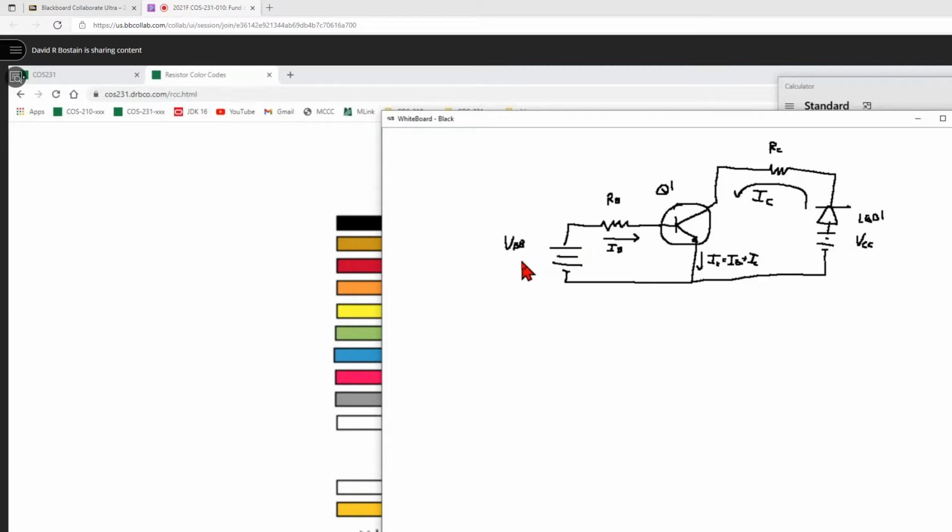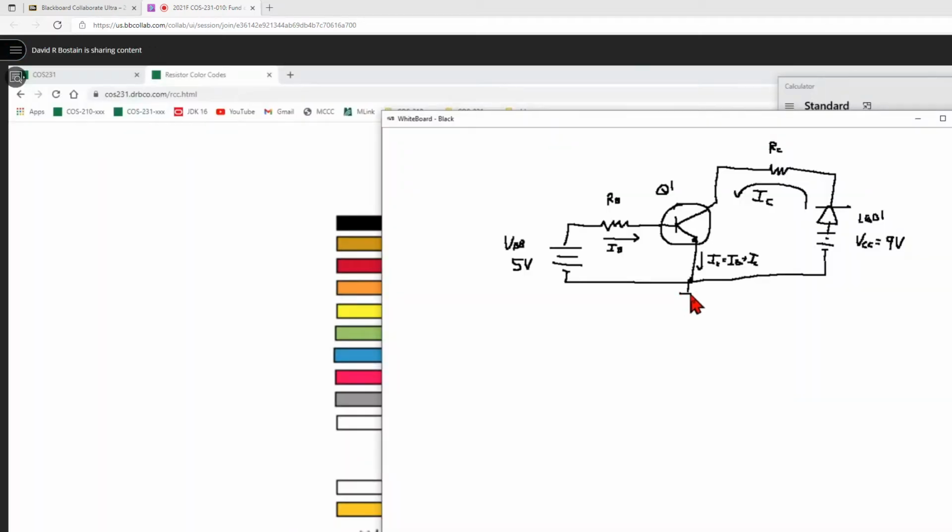So we're going to assume for a moment we have 5 volts on the base, and we have 9 volts on the collector side. We're measuring relative to the bottom of the batteries, which is the same spot as here, which is where ground is located.